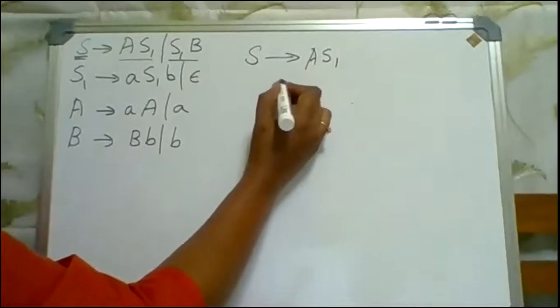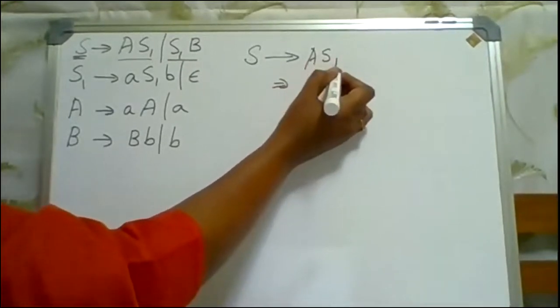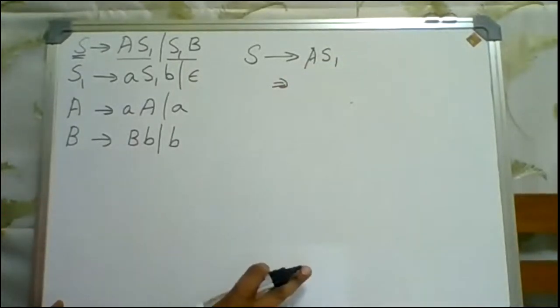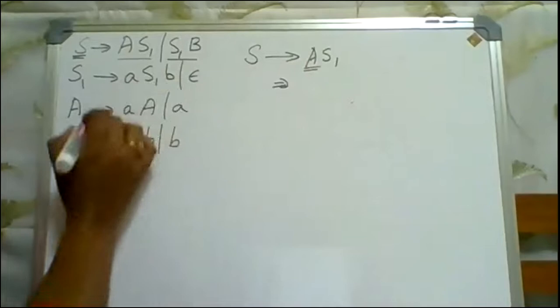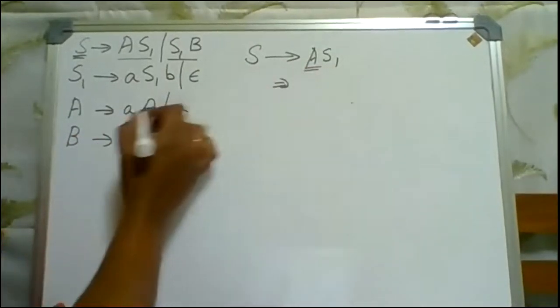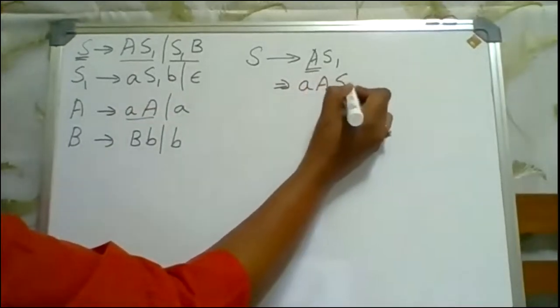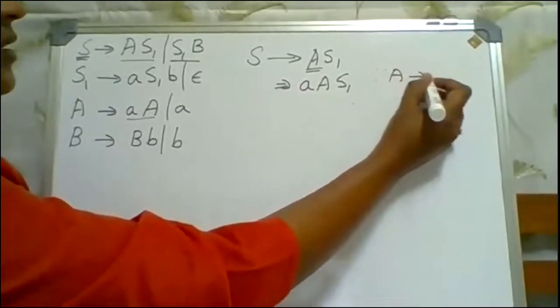Now, here we can see two different variables: one is A and another one is S1. In each and every step, we should replace only one variable at a time. So let me replace the variable A with either of its productions, AA or A. Let me replace A with AA, giving AA and S1.